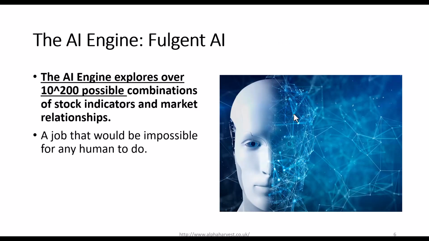Now, just to recap how the AI works, we use the Fulgent AI engine that sits on the Metastock platform. This AI uses neural networks, genetic algorithms, and fuzzy logic to identify high probability trades, which means it goes out there, takes all possible combinations of technical indicators and tests them and retests them. So 10 to the power of 200 different combinations to develop these trading strategies.